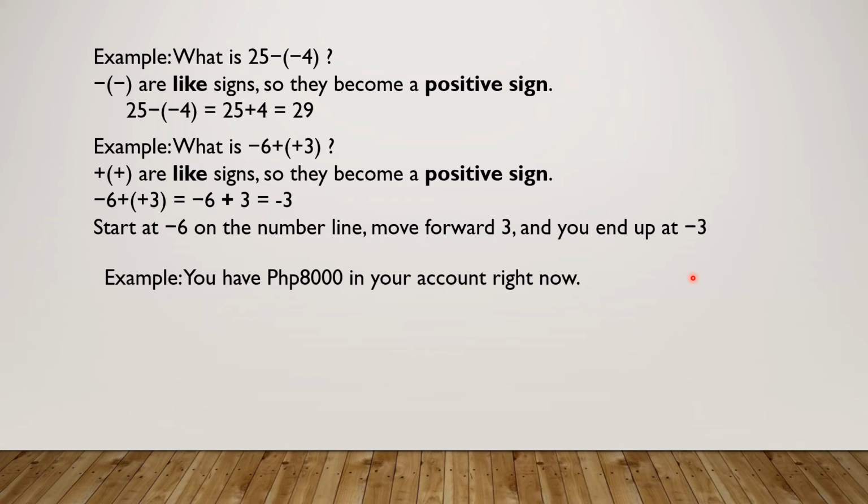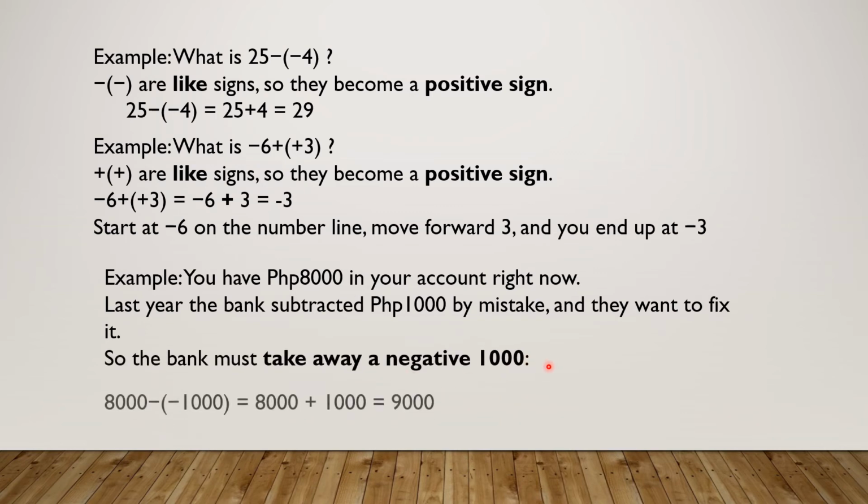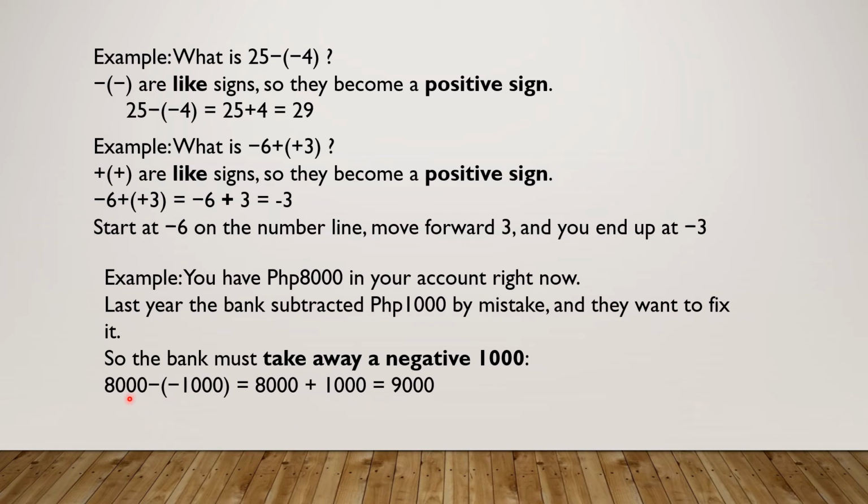Okay, another example. You have 8,000 pesos in your account right now. Last year, the bank subtracted 1,000 by mistake and they want to fix it. So the bank must take away a negative 1,000. That will become 8,000 minus negative 1,000. 8,000 plus 1,000 equals 9,000. So you get 1,000 pesos more in your account.